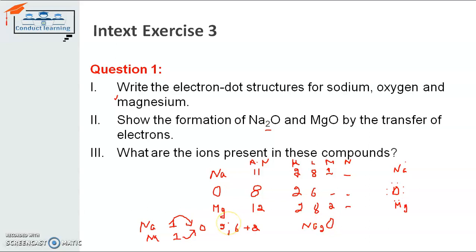Because sodium is giving the electron, that's why it will achieve the positive ion configuration, and oxygen will have the negative ion configuration. Sodium will be a cation and oxygen will be an anion.